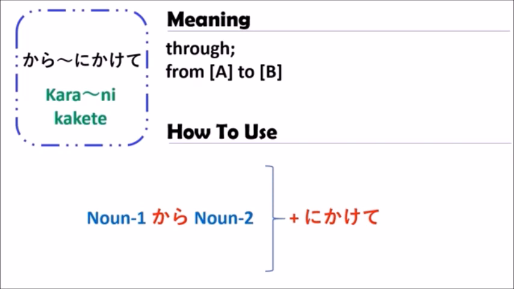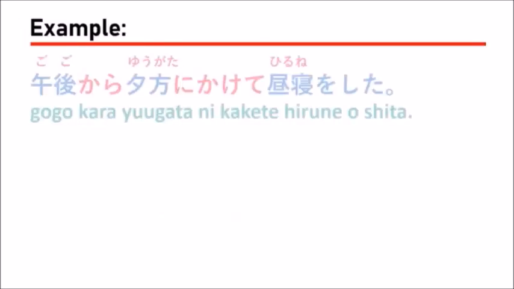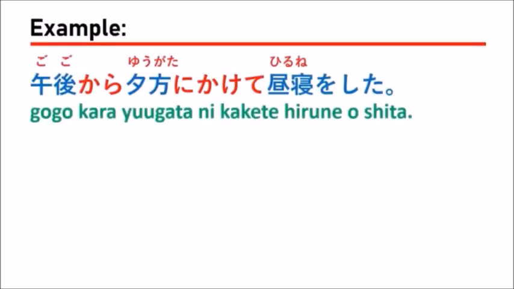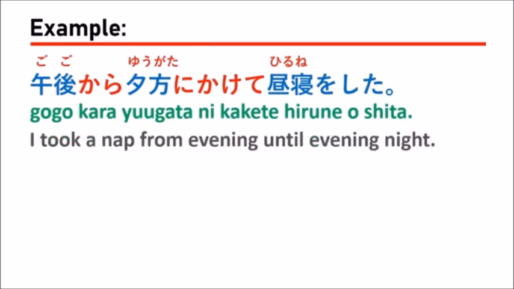So next, to understand better how to use the grammar of kara nani nani ni kakete, we are going to see some examples. The first example: gogo kara yukata ni kakete hiru ne o shita. It means: I took a nap from the evening until the evening night.